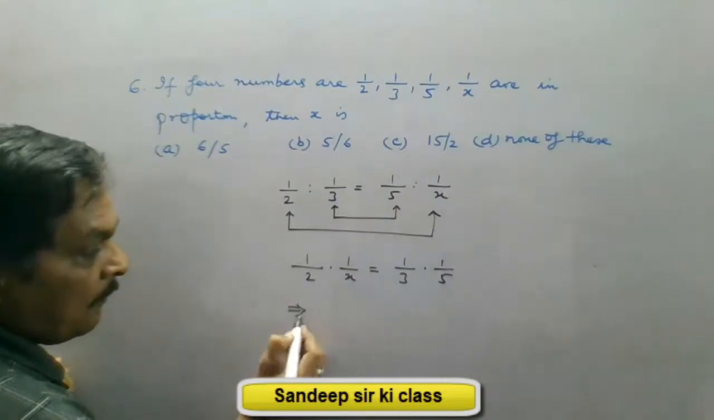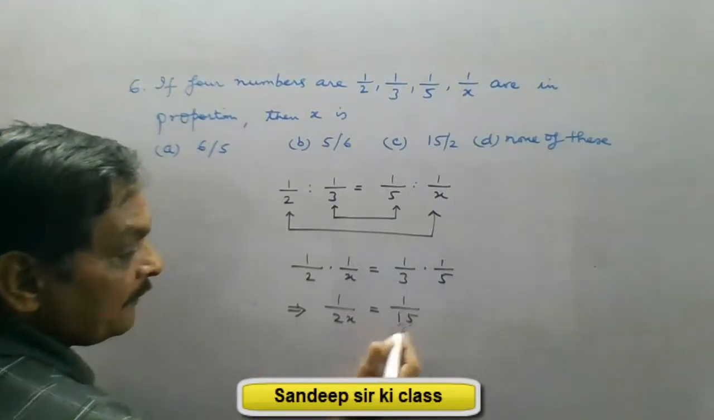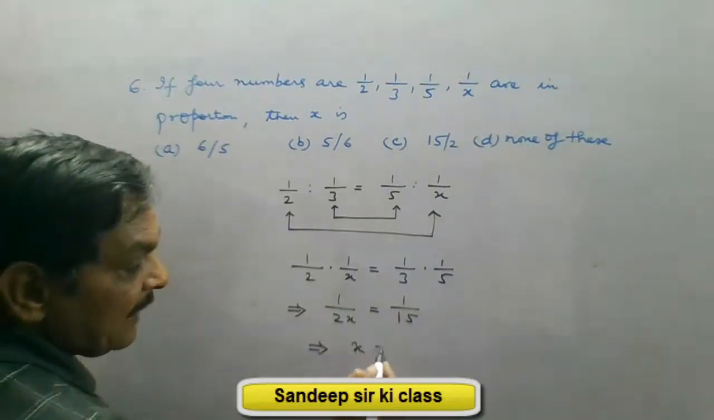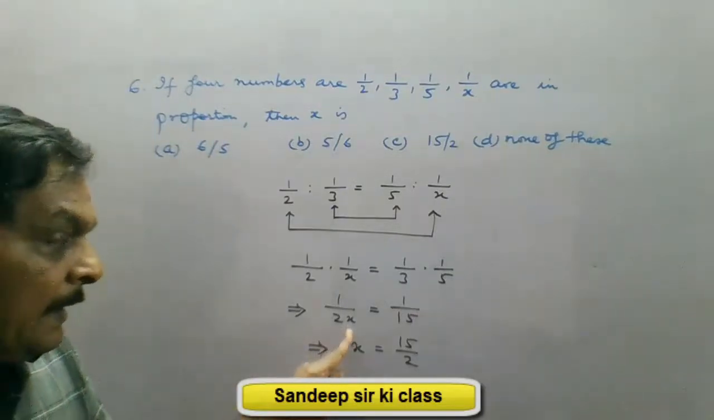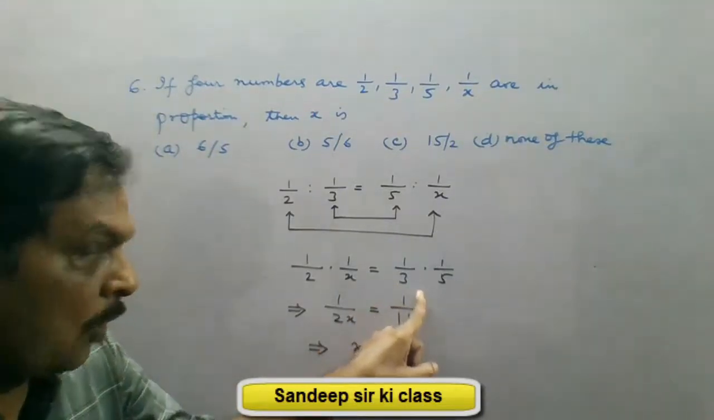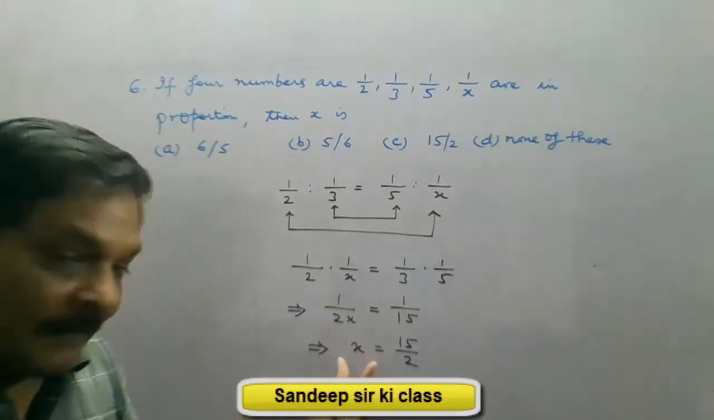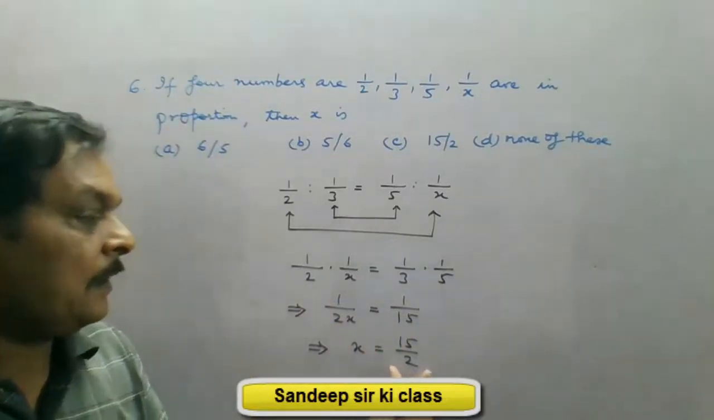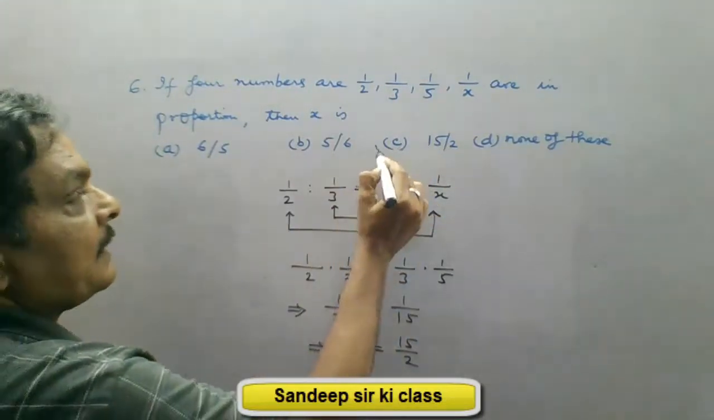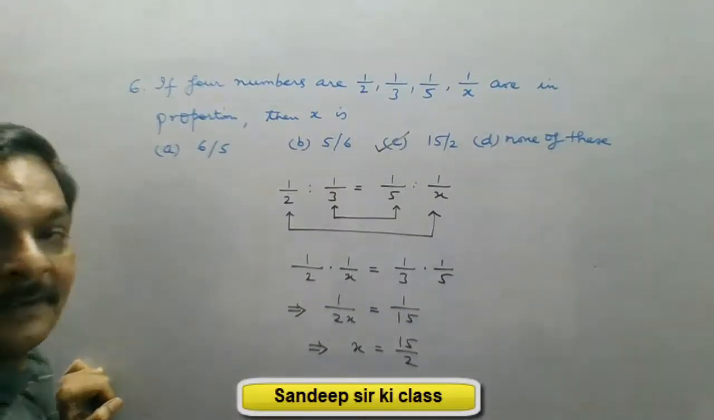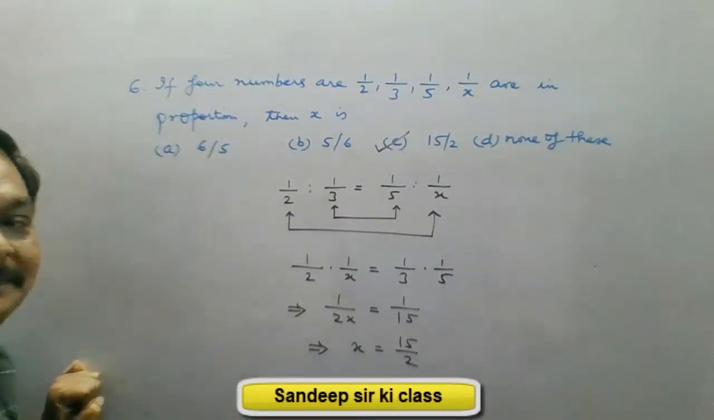This means 1 upon 2x should be equal to 1 upon 15, which gives us x equal to 15 upon 2. We cross multiply, x will go on the top of right hand side, and 15 will come here. So value of x is 15 upon 2. Hence our option C is correct. The value of x is 15 upon 2. Now we will see the next problem.